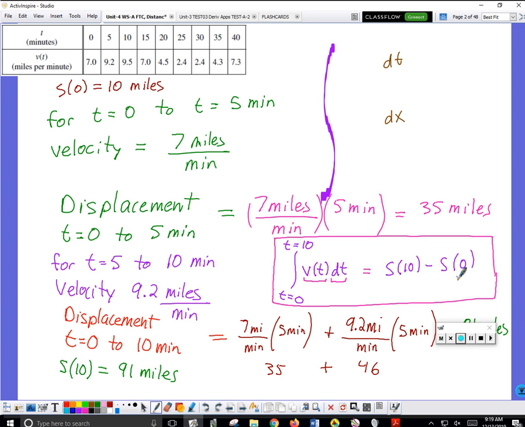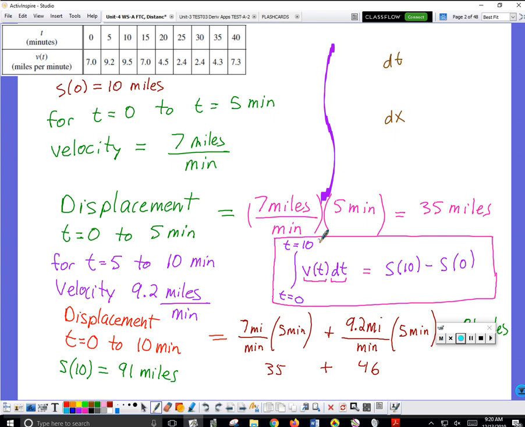So one way to find the change in the plane's position is just knowing the positions. Everybody good with that? The fundamental theorem is telling you that there's another way. You don't have to know anything about position. If you know the rate at which the position's changing, that's good enough. We integrate that rate, and we can find how much the position changes. That's the fundamental theorem.